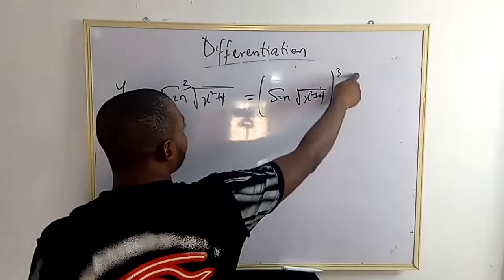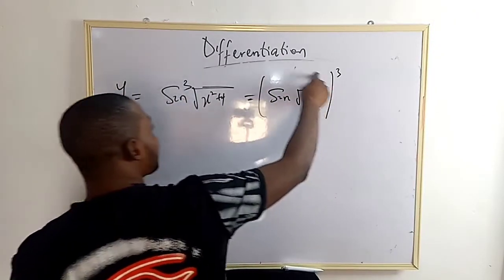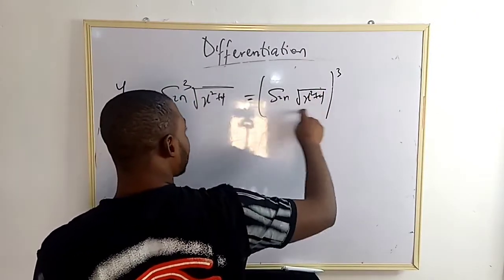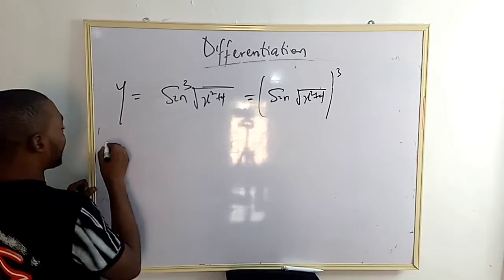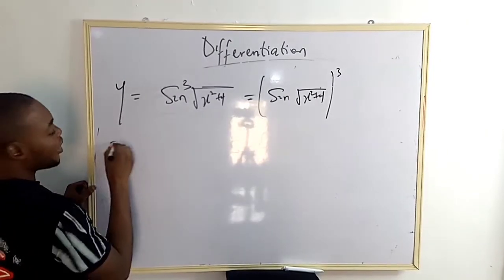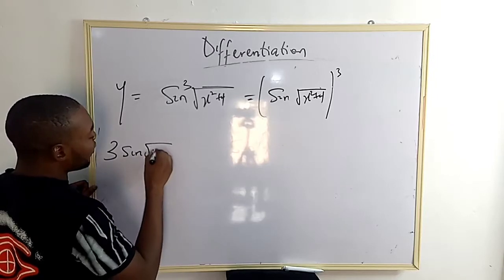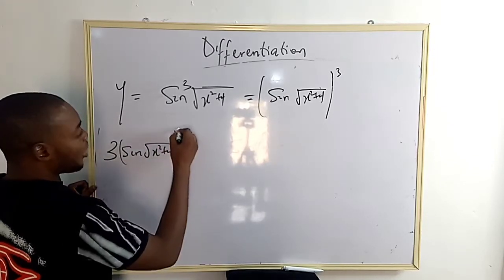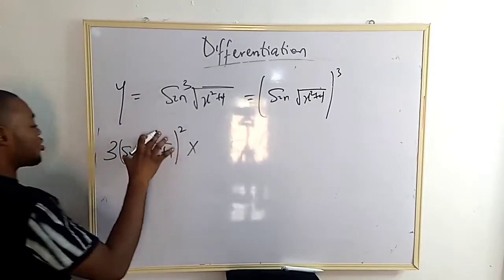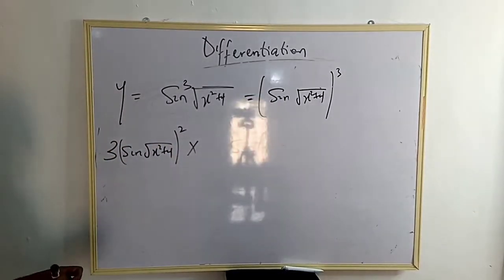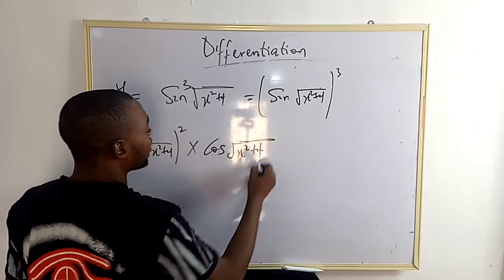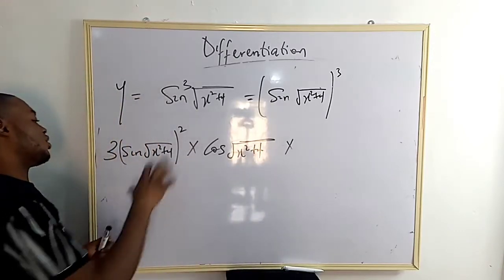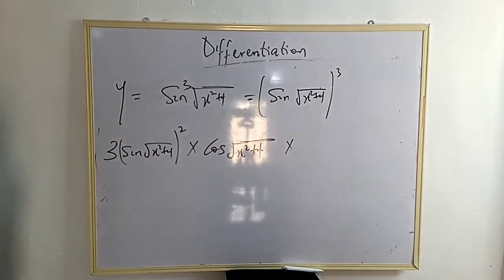Remember the spiral. First, you differentiate with respect to what is outside, then you differentiate with respect to this, then you differentiate with respect to this. So the derivative will be 3 sine square root of x squared plus 4 squared, that is 3 minus 1, multiplied by the derivative of sine, which is cos square root of x squared plus 4, multiplied by the derivative of this polynomial function that we have here.